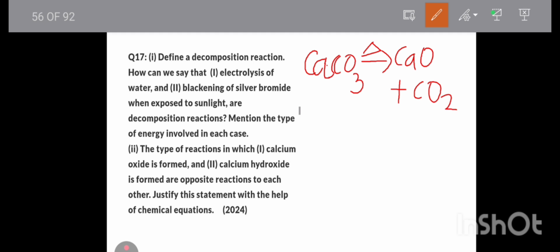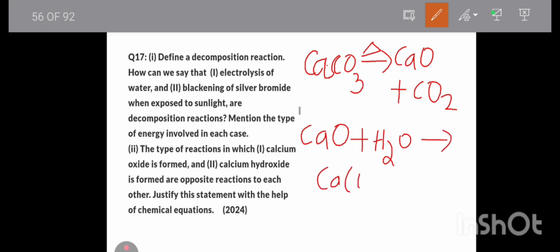Now formation of calcium hydroxide. So in calcium hydroxide formation, what are we doing? We are taking calcium oxide, or quicklime, and reacting it with water. At that time we will get calcium hydroxide, which is slaked lime.